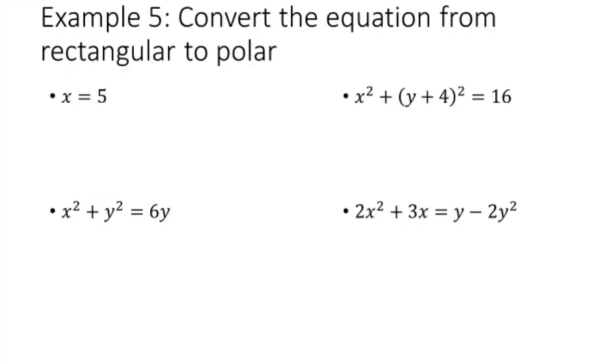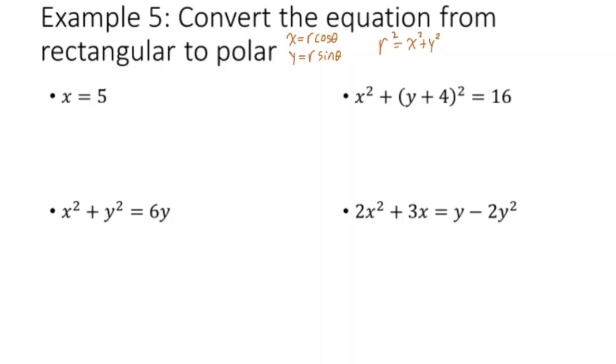Now we're going to convert the following equations from rectangular to polar. To help us, we're going to use the formulas that we saw in the previous slides that allowed us to convert from polar points to rectangular points or vice versa. The two formulas that allowed us to convert from polar to rectangular points were x equals r cosine theta and y equals r sine theta. We're also going to try to use r squared equals x squared plus y squared as well to help us not have to worry about the Pythagorean identity so much.